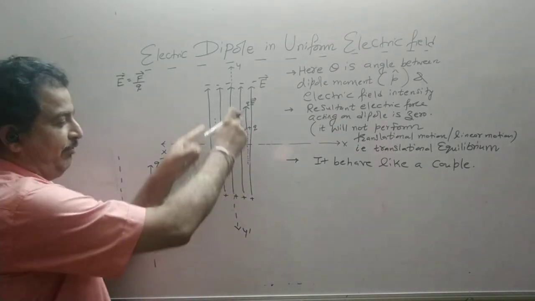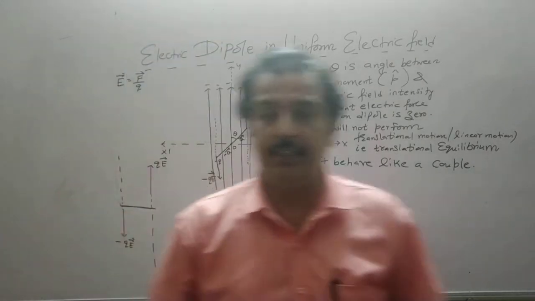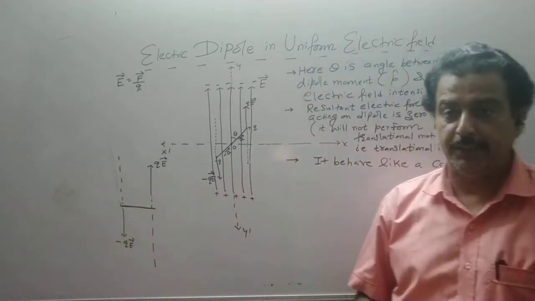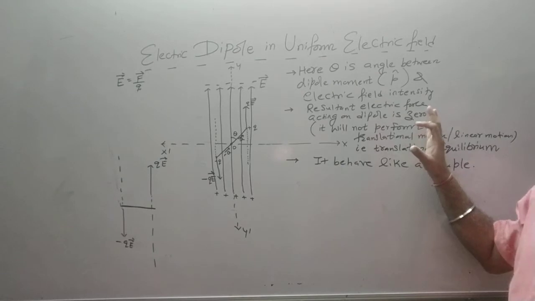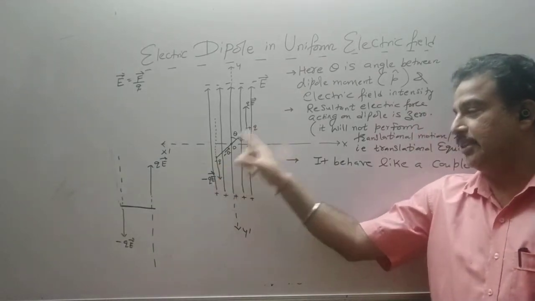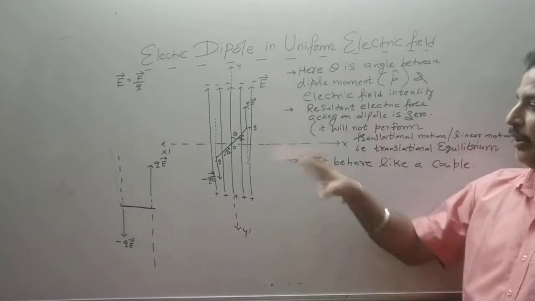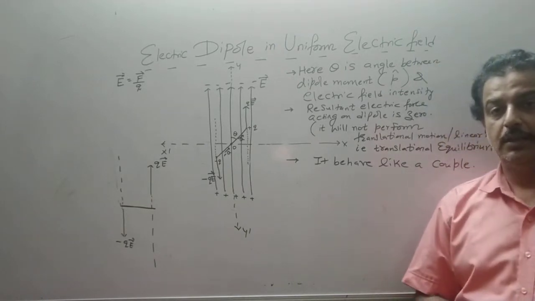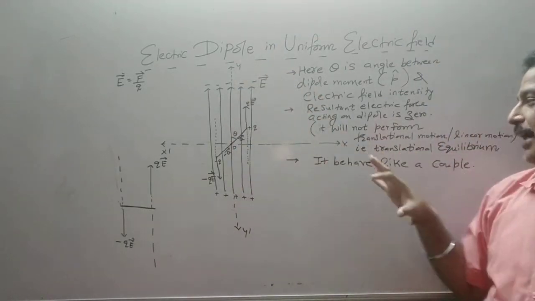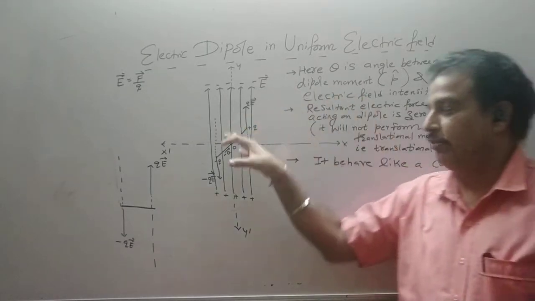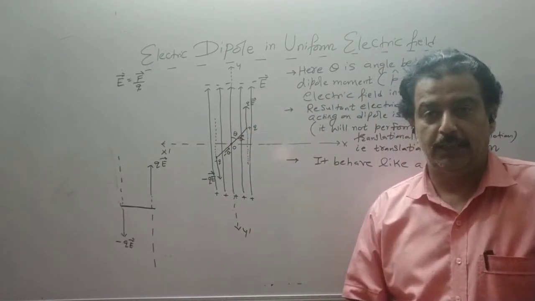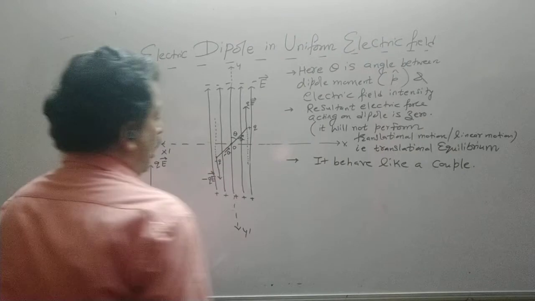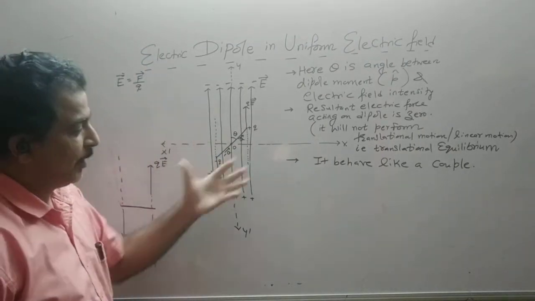Now if it behaves like a couple, and the two lines of action of force are separated by a finite or perpendicular distance, then a torque acts on it. So the resultant force will be 0, but because the position of both the charges is different and both the forces are separated by the perpendicular distance, we will determine this perpendicular distance. So this arrangement of a dipole is called a couple, and the torque will act on it. And when the torque acts on it, it will perform rotational motion. Now let us see how the torque acts and it performs a rotational motion.